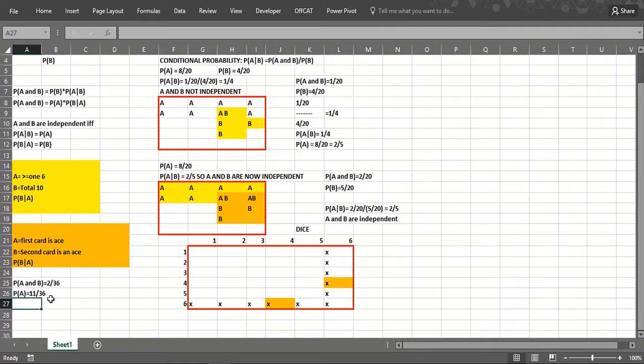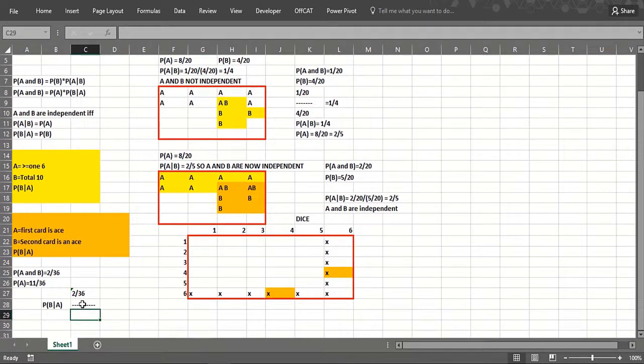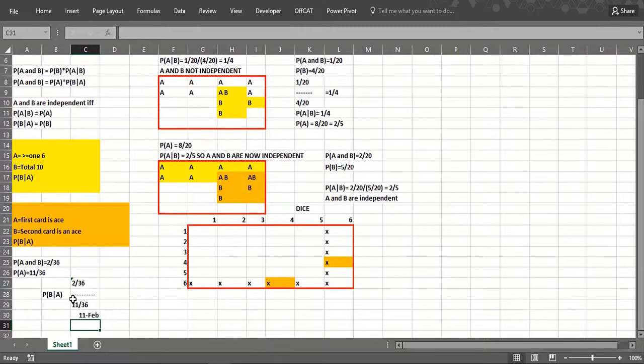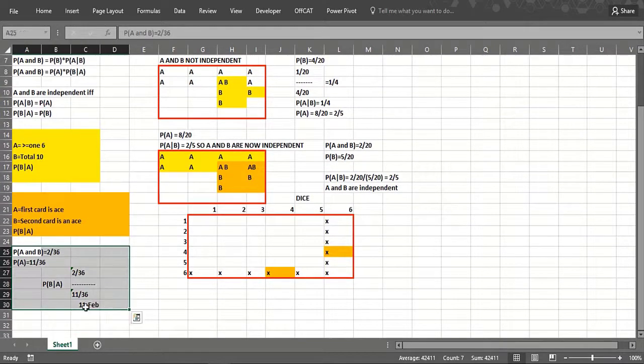Okay, so now the probability of B given A, probability of A and B, which is 2/36. Excel loves to put those dates in there. And then I would divide by 11 over 36. And the answer would be 2/11. Okay, now let's look at our second example here. Put that in 2/11, sorry. February 11th to Excel is 2/11. Okay.